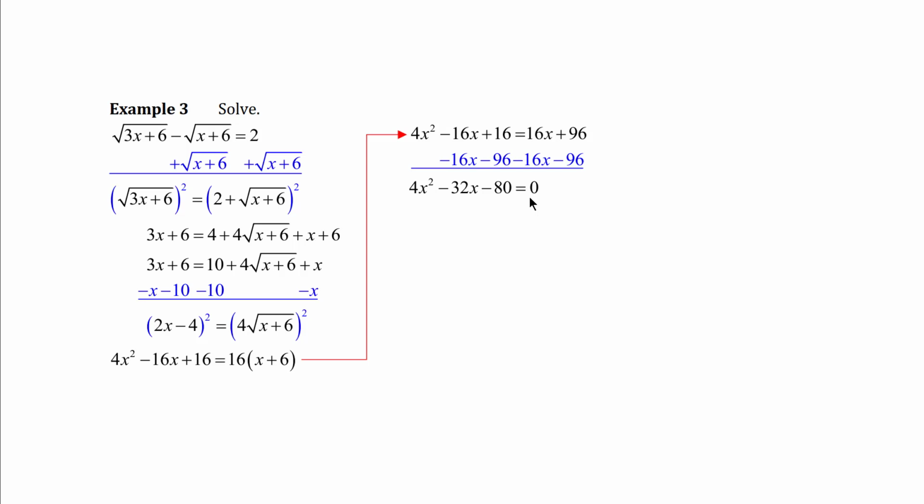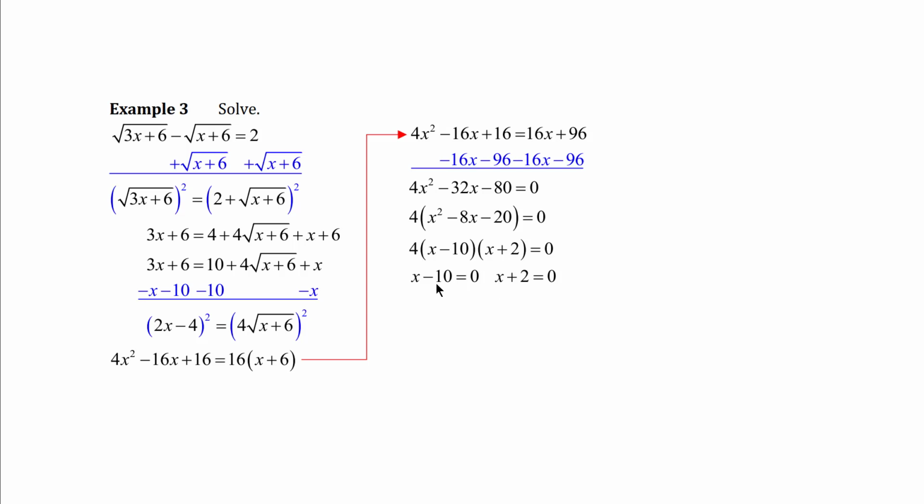Next, we can factor out a common factor of 4 from the 4x squared minus 32x minus 80. The result is 4 times the parentheses x squared minus 8x minus 20 equals 0. Next, we can factor the x squared minus 8x minus 20. The result is 4 times the parentheses x minus 10 times the parentheses x plus 2 equals 0. From here, we use the zero factor property. We get x minus 10 equals 0 and x plus 2 equals 0.